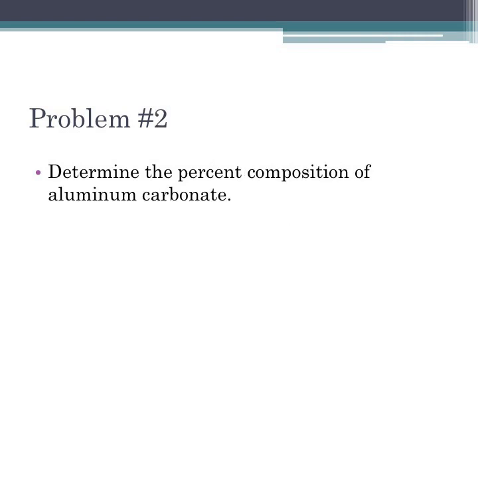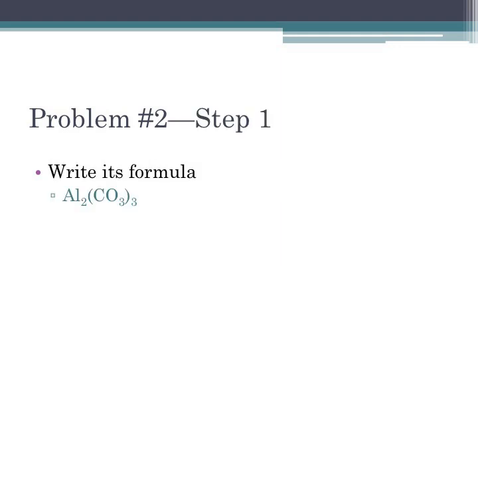Let's take a look at problem number 2, which is determine the percent composition of aluminum carbonate. A little more challenging formula for you to write. So look at your periodic table. You have aluminum. You should be able to deduce its charge as 3 positive. Carbonate, if you need to, use your cheat sheet for polyatomic ions, and you have CO3 with a charge of 2 negative. Do your crisscrossing business, and you have as a formula Al2(CO3)3.